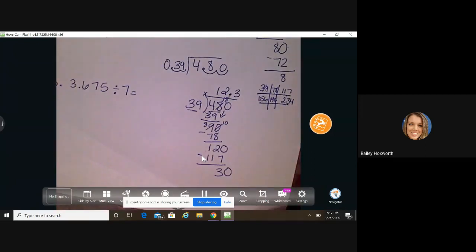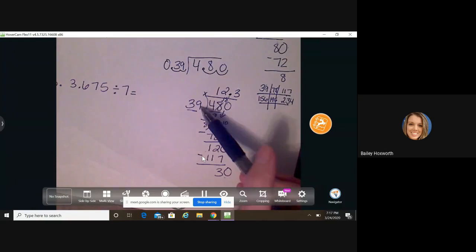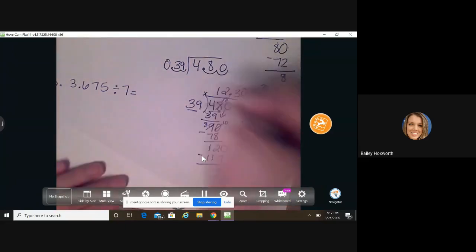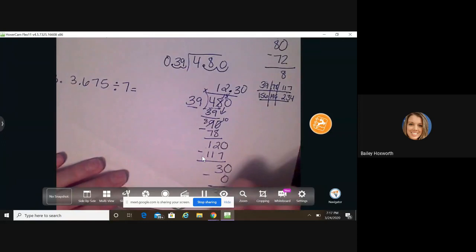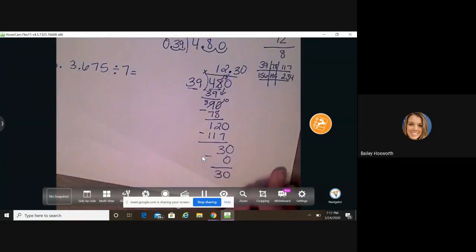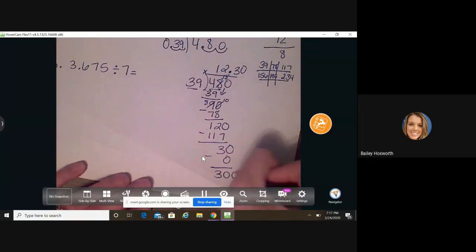Ooh, this is a good problem. Can 30 be divided by 39? No. And when I say no, I do what? Add a 0. And 0 times 39 is 0. When I subtract, I'm left with 30. Now what do I do? Can't have a remainder. I need to add another 0.